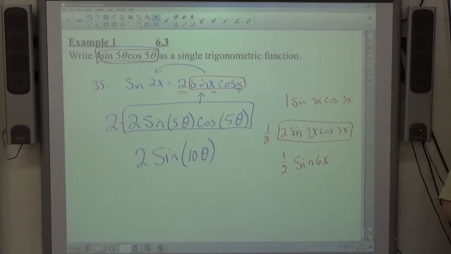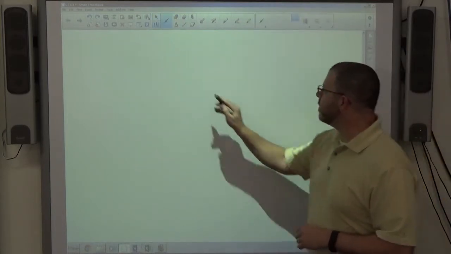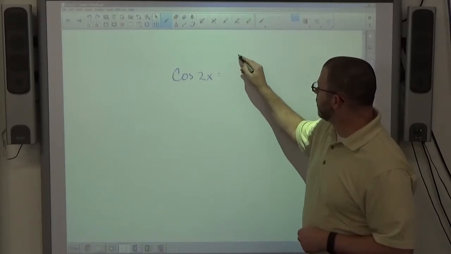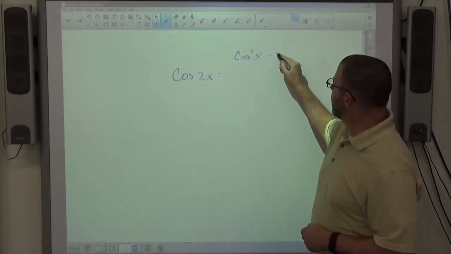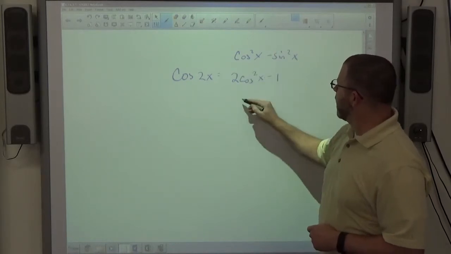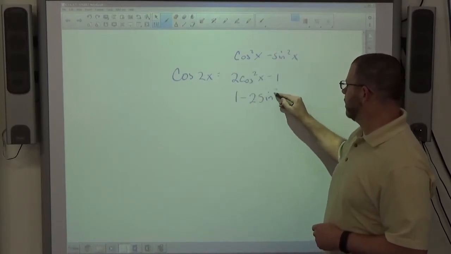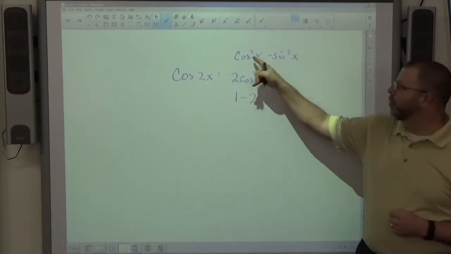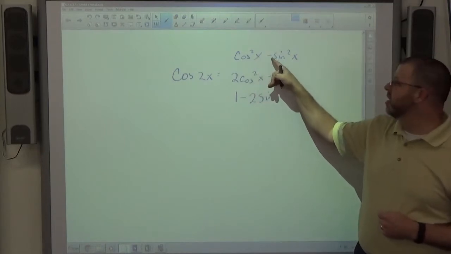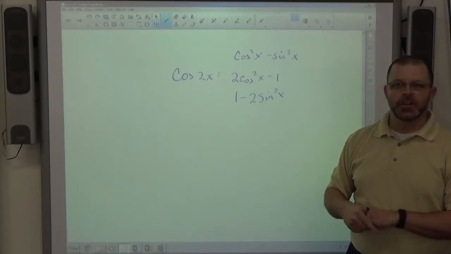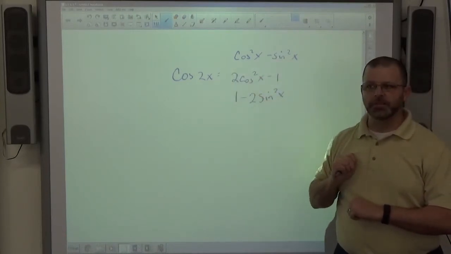And again, you've got your 3 properties. Cosine of 2x has 3 possibilities. There's cosine squared of x minus sine squared of x, 2 cosine squared of x minus 1, and 1 minus 2 sine squared of x. So again, if you get any one of those structures, it doesn't matter what the angle measure is. If it says cosine squared of 55x minus sine squared of 55x, that's just going to be cosine of 110x. So again, whatever this is, you're doubling it over here.